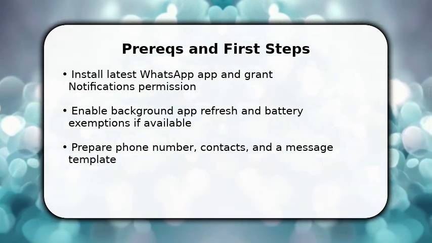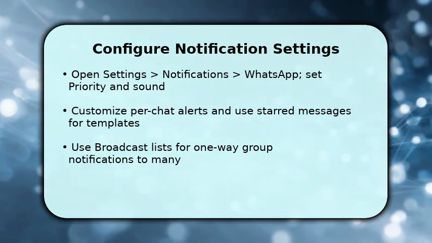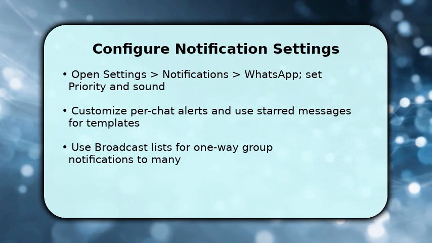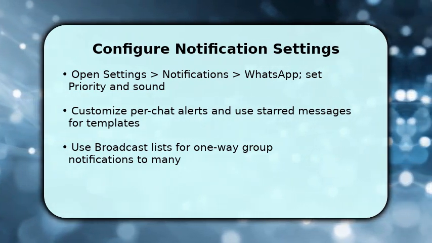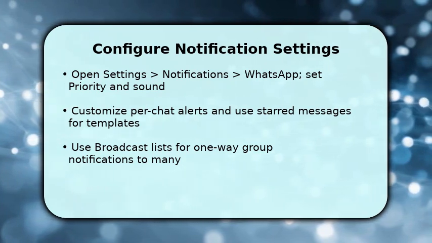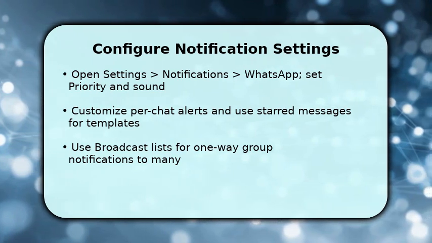Now configure WhatsApp so notifications stand out. Go to Settings then Notifications and choose a distinct sound and high priority. This ensures you notice alerts immediately. Once configured, open a chat and customize per chat alerts for important contacts and star message templates for quick reuse.